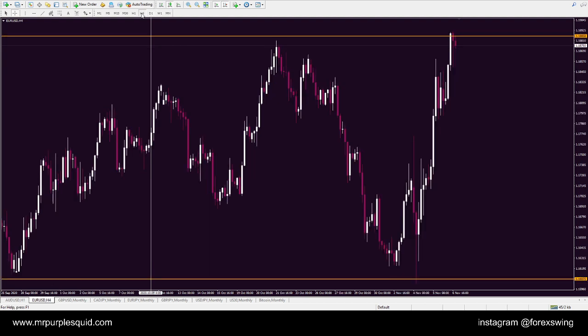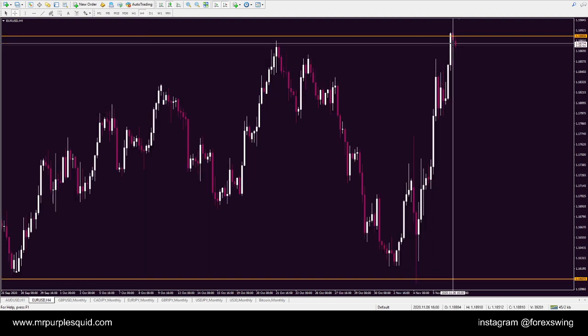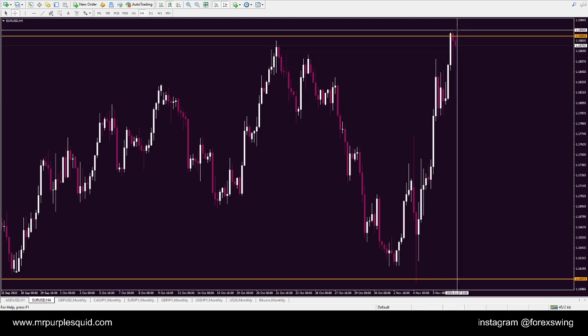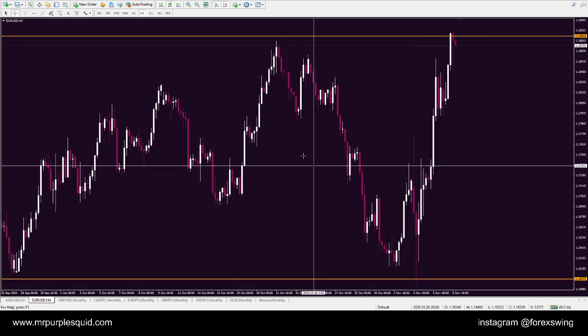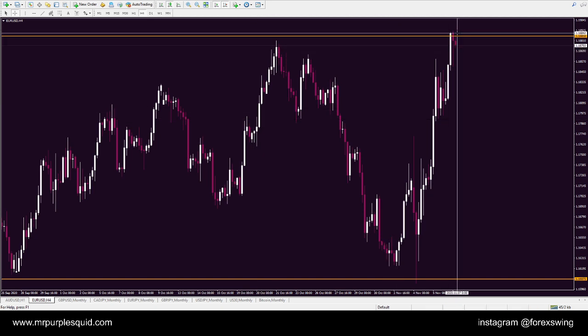So on the H4, I'm really loving this wick, this ammo right here, and seeing this anomaly would take a buy. Even on the H4, I'm still mindful of the resistance and also support down here, right? So I'm interested in taking a buy, but I'm not willing to risk a lot.